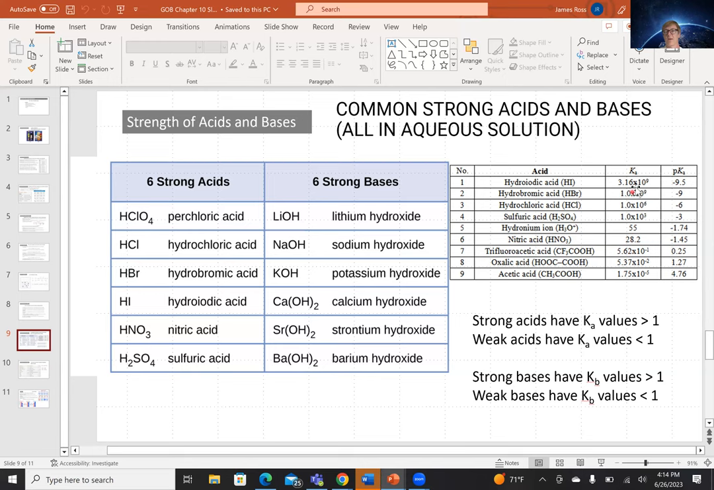We can have K values greater than or less than 1. A strong acid has a K value greater than 1. We can see here that hydroiodic acid has a value of around 10 to the 9, which is clearly greater than 1, so that would be a strong acid. Whereas acetic acid, or vinegar, has a value of around 10 to the negative 5, which is clearly less than 1. So acetic acid is a weak acid, whereas hydroiodic acid is a strong acid. Not shown here, but likewise, a strong base would have a Kb value greater than 1, and a weak base would have a Kb value less than 1.